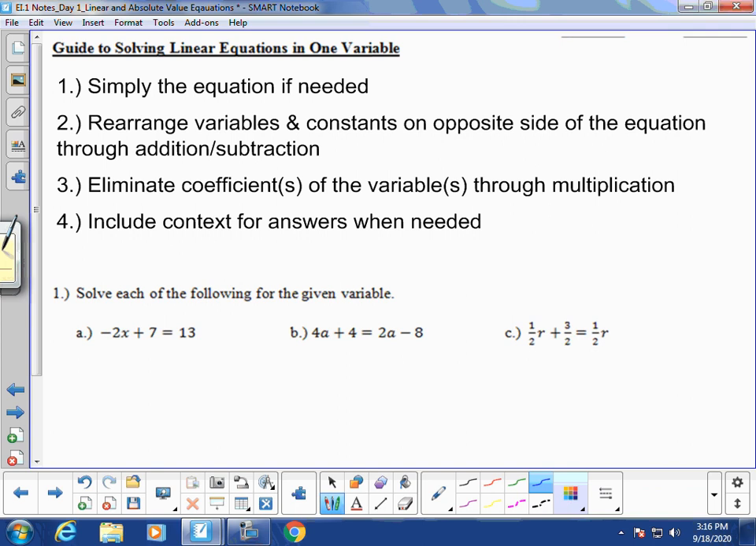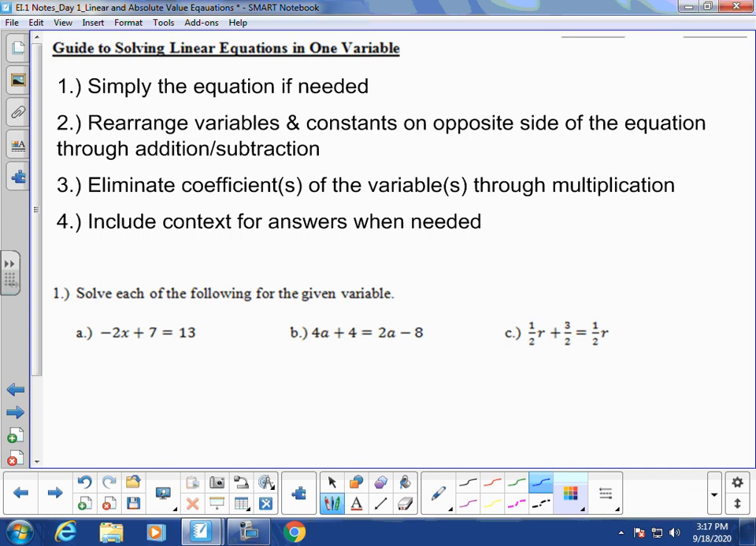It says solve each of the following for the given variable. In 1a, we have a variable x. The first step would be to simplify the equation. If I take a look at the equation, there's not really anything I can do here to simplify. So I would move on to step number 2, which is to rearrange variables and constants on opposite sides of the equation through addition or subtraction.